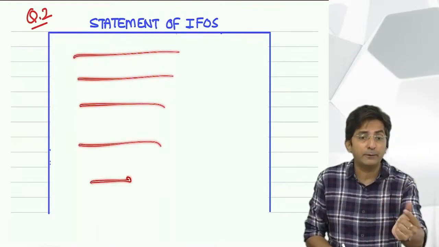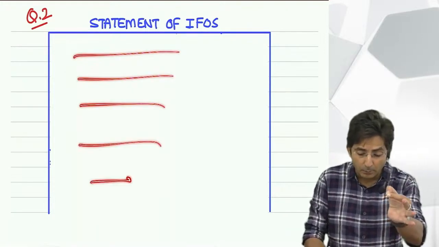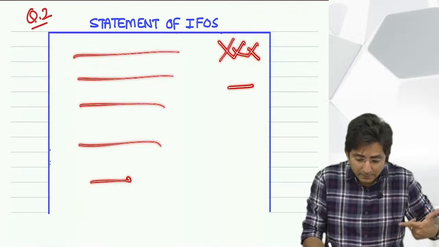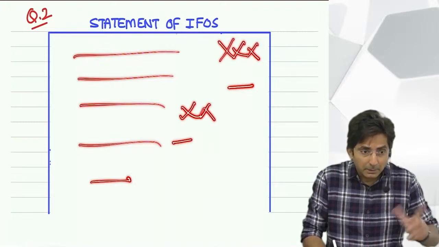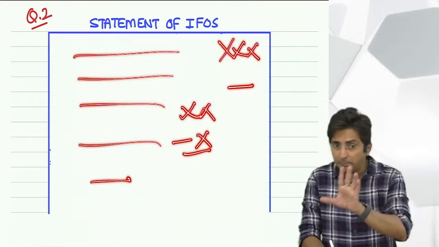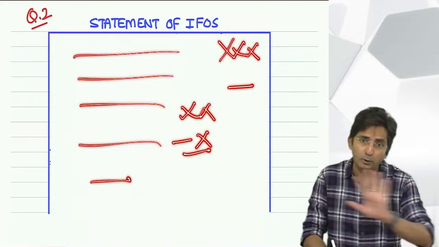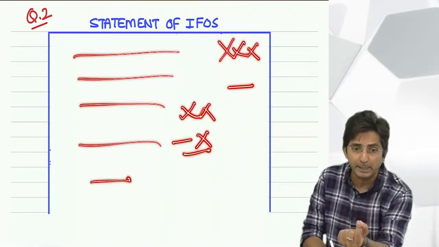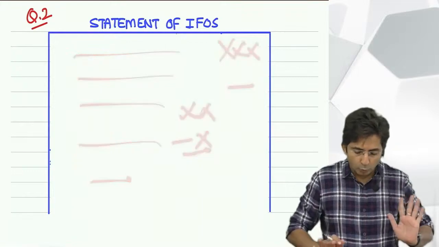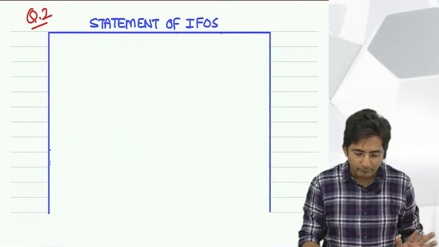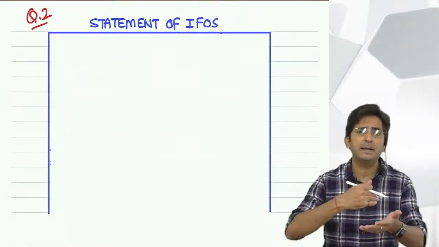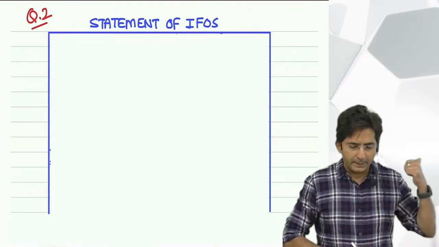And what is the rule for giving the effect? If something is taxable, add the amount; if it is exempt, dash; and if some expenditure comes, then you have to minus. But the rules of minus: taxable income, deduct the expense. Exempt income, ignore the expense. Winnings also, ignore the expense. Dividend, deduct only one expense. Family pension, standard deduction. So we will follow these rules, okay? So to save time, we will not read the question first. Keep the statement ready and we will read and simultaneously start solving. Prepare a statement like this.